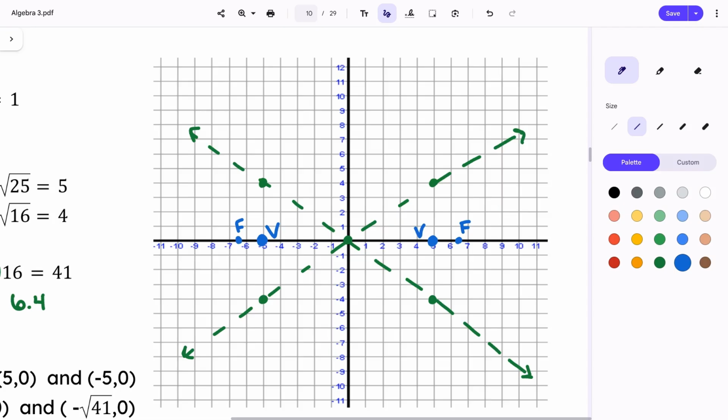Now, from the vertex, I'm going to actually draw in my branch. And I'm not going to be super technical with this, okay? I'm not looking for actual points that are going to be on this graph. I'm just going to draw the general form of them. From the vertex on the left and the right, they should open in between those asymptote lines. They should not cross those green dotted lines that I have on mine. That's how you graph a hyperbola.